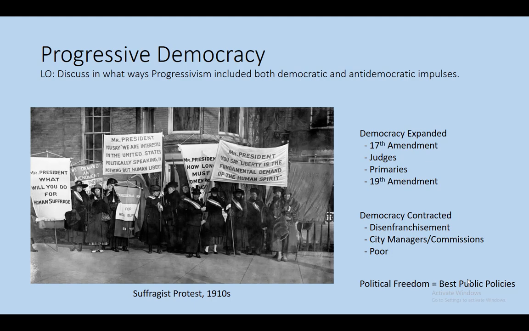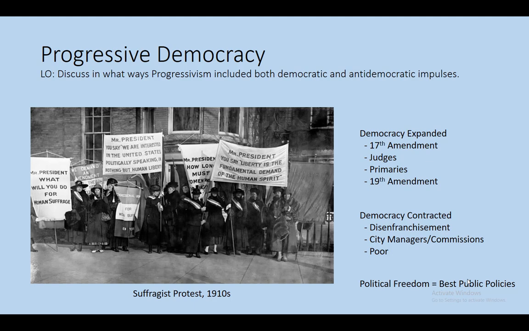We also see the introduction of elections for judges, popular election for judges. We do this in various states. Texas does this, where you elect judges. The idea being that if you have a judge in there that makes bad decisions or is unfair, that the next time around you can throw them out and put somebody better in.